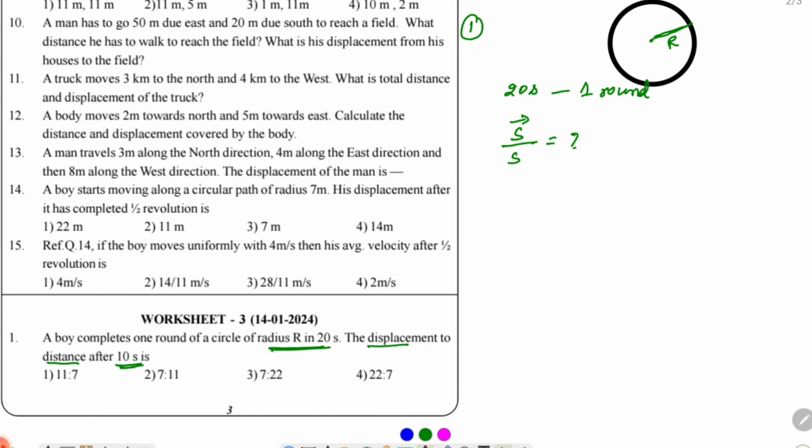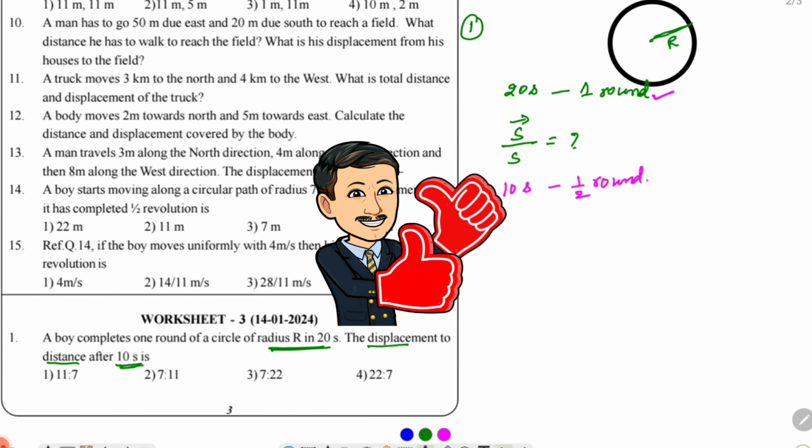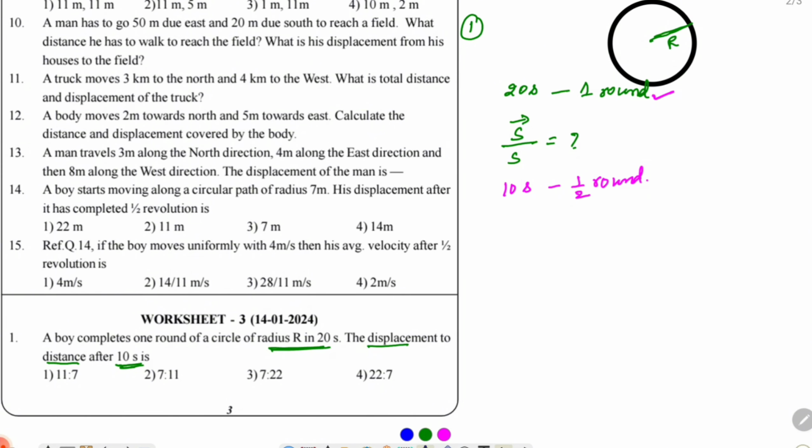See here, if it completes one round in 20 seconds, then in 10 seconds it completes half a round. Am I correct? Okay. Therefore, in 10 seconds, what are the distance and displacement? Let's calculate. So first calculate displacement. In 10 seconds, the body completes half the round. Therefore, the displacement is 2 times r, which is the diameter. So already we learned displacement is nothing but the length of the straight line drawn between the initial point to the final point.